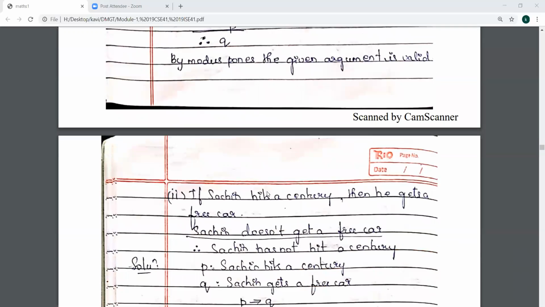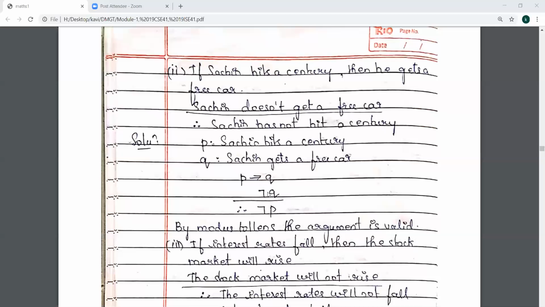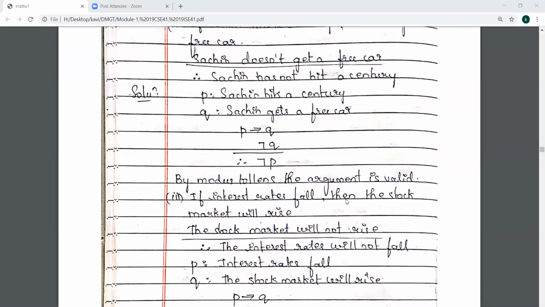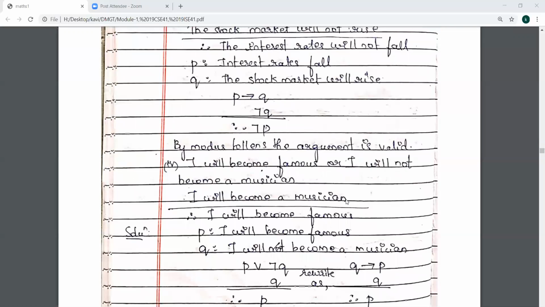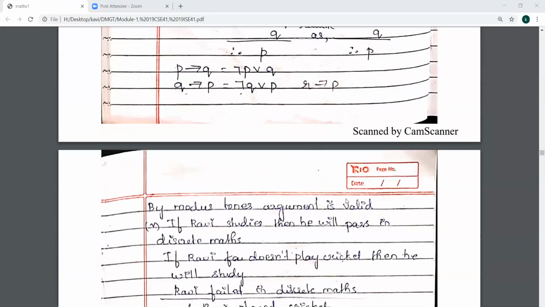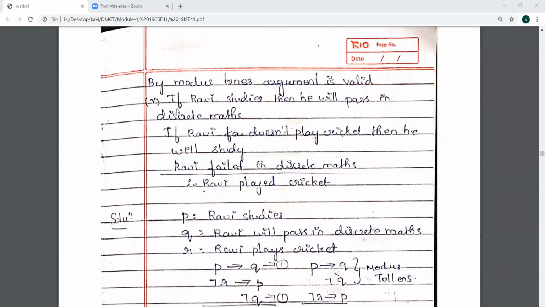So you need to do 3 steps. First of all, for the given argument, define what are the propositions needed. Then you put the given argument in the symbolic form. Then check whether the argument is valid or not using the rules of inference. Now we will see this example.